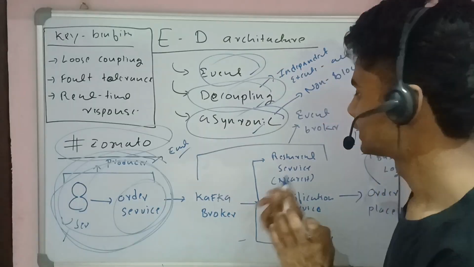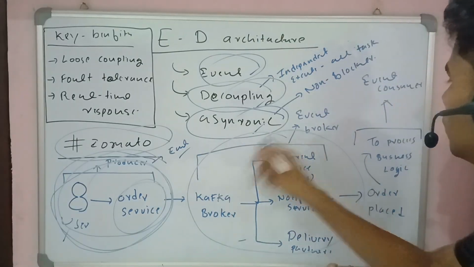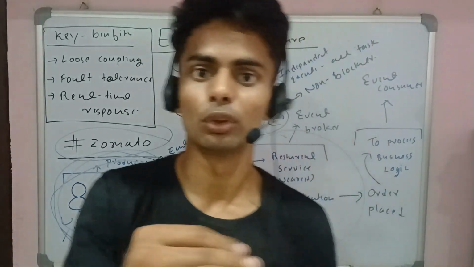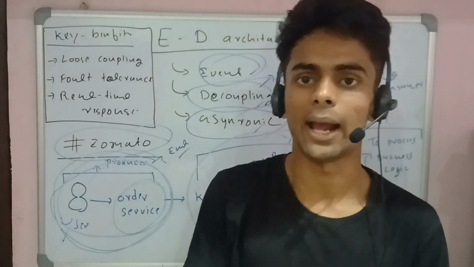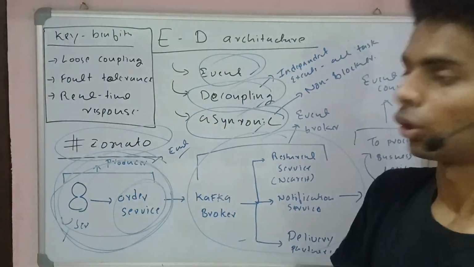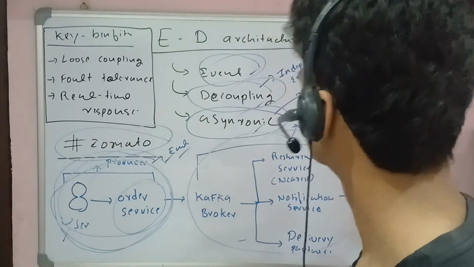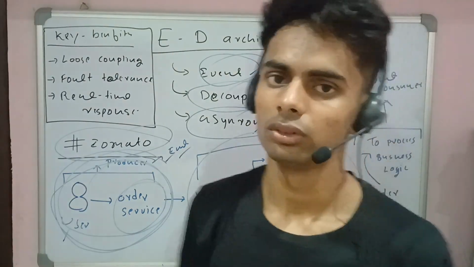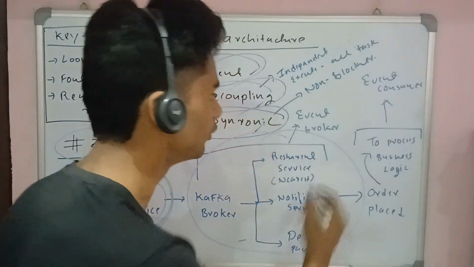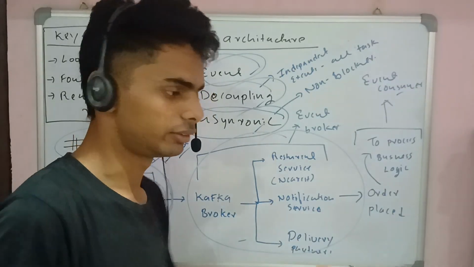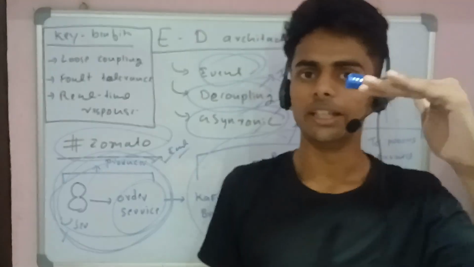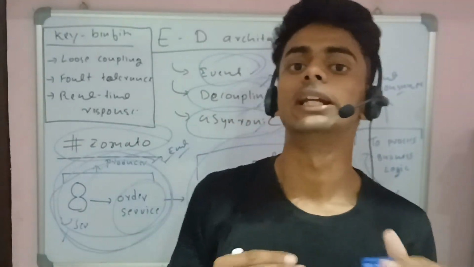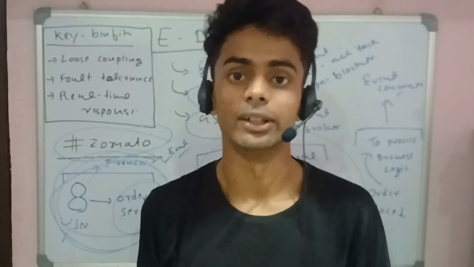The second part is the Kafka broker, the event broker. The first is the event producer: the user goes to the Zomato app and places an order, which is basically an event producer. And in the middle sits the Kafka broker, which is the event broker. The second part is the event broker, and the third part is the event. Let me connect this whole thing. The event producer is all about creating, producing an event.